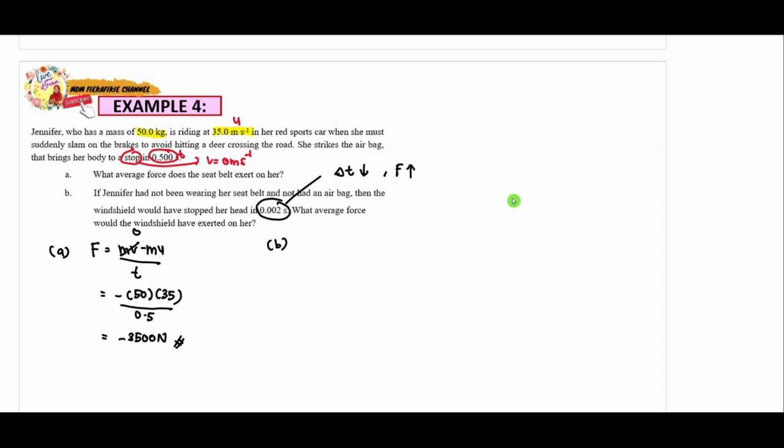So now let's read the question. What average force would the windshield have exerted on her? Okay, so we consider F still equal to mv minus mu over t, and this is equal to 0 because we consider Jennifer akan berhenti selepas pelanggaran. Okay, so kita just ubah saja masa, and t is equal to 0.002 seconds. Alright, so F is equal to negative 87500 Newton. Okay, so finish example number 4.